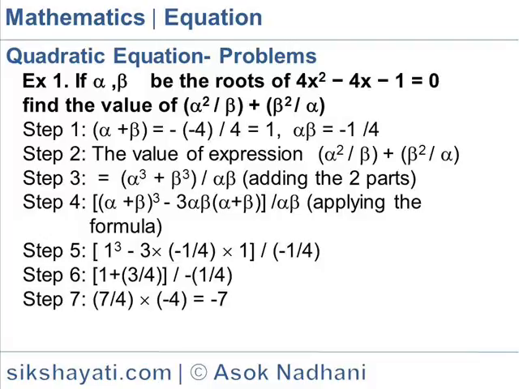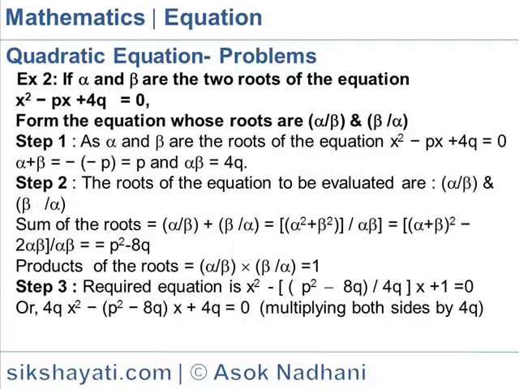We get 1 cube minus 3 into minus 1 by 4 into 1, divided by minus 1 by 4. So we get the value 1 plus 3 by 4 divided by minus 1 by 4. So we get 7 by 4 into minus 4 is equal to minus 7.